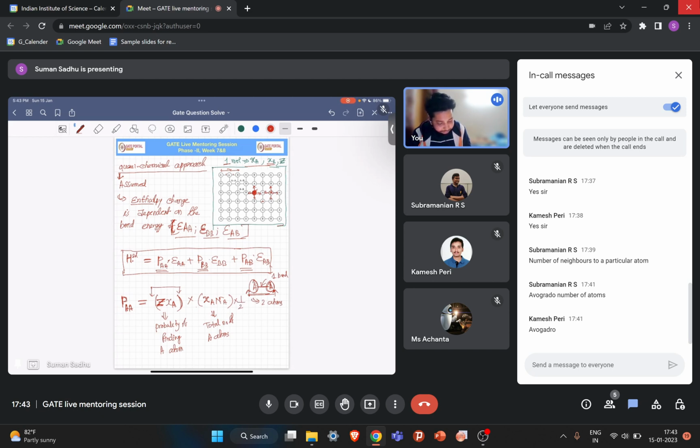So basically this is the total number of A bonds, and this is the probability of finding an A atom nearest to any other A atom. So if you write this, then PAA is equal to half into NaZ XA square. So everyone understood up to this part? This is very important, so try to visualize this thing. If you have any doubt, you can ask me. I will explain again.